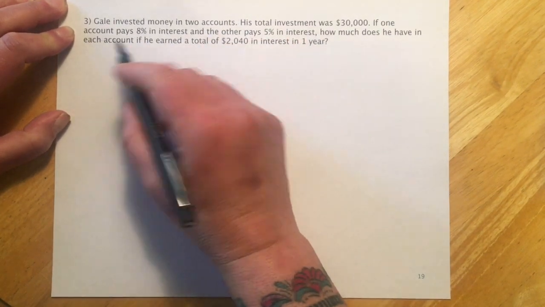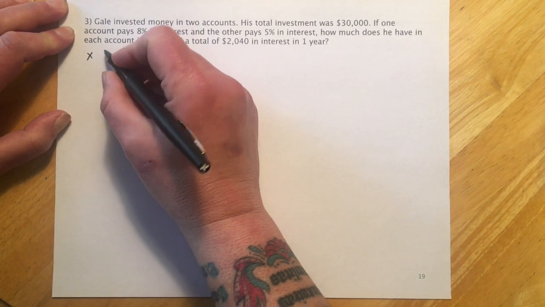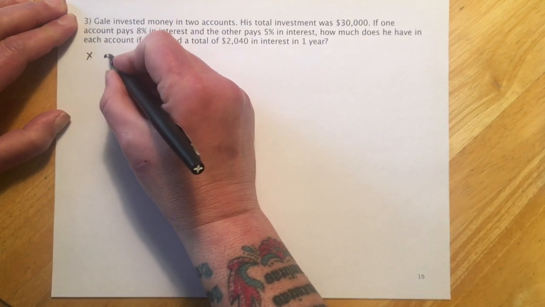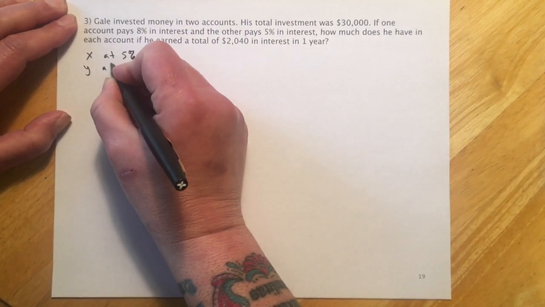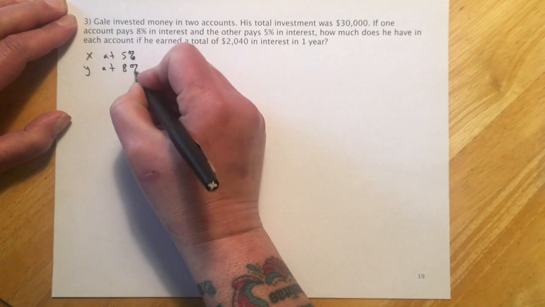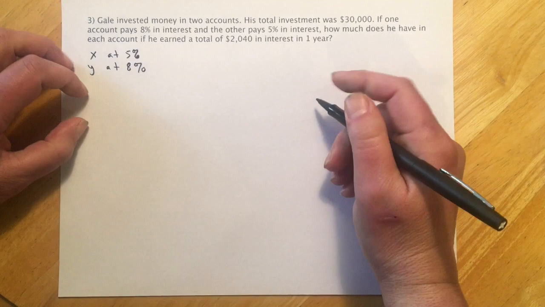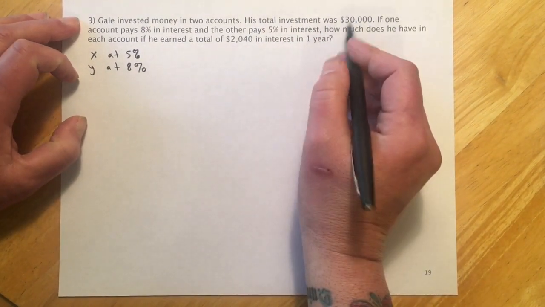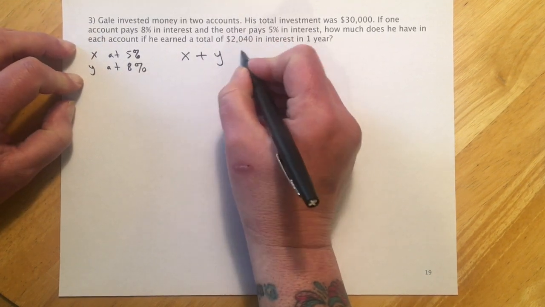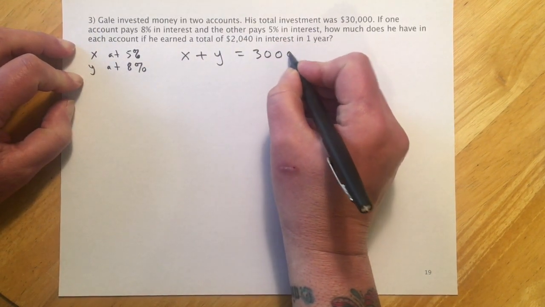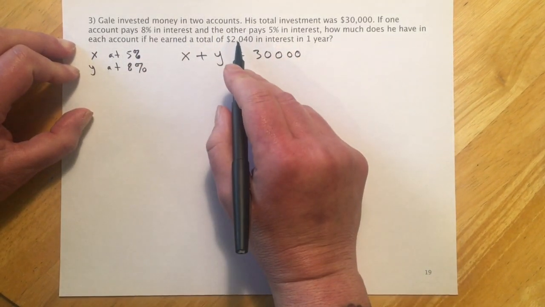Okay, so we're going to have some amount of money. I'm going to have X be the money at 8%. Actually, I did 5% in the notes. Let me do that. At 5%. And I'm going to have y be the money at 8%. So then, his total investment was $30,000. So that means I'm going to have the amount in X plus the amount in Y, and that's going to equal the 30 grand. And then there's some information about interest and how much his total interest was.